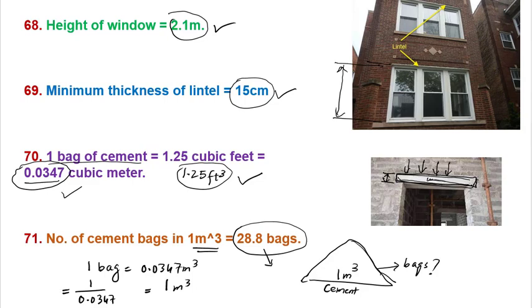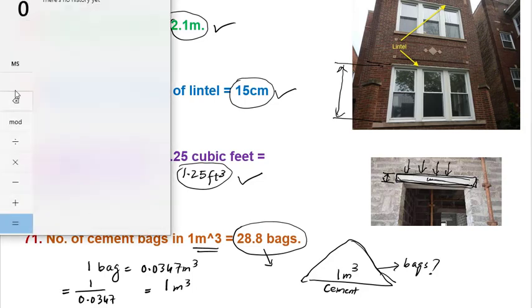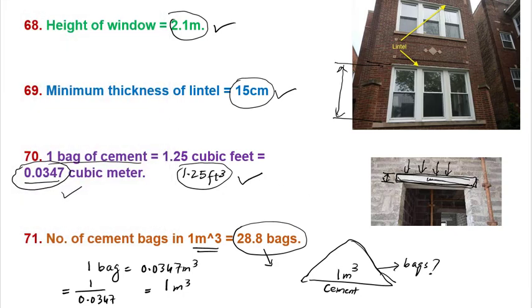Let's check it out by using calculator. 1 divided by 0.0347 is equal to, what the heck, man? Yeah, this is the answer, 28.8. So the answer is 28.8.